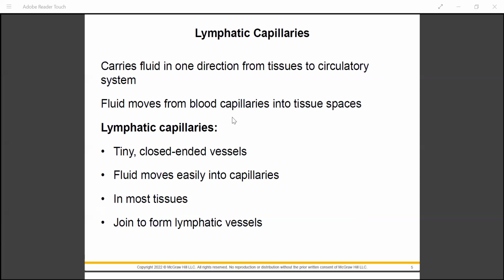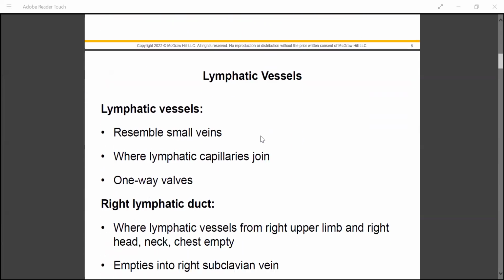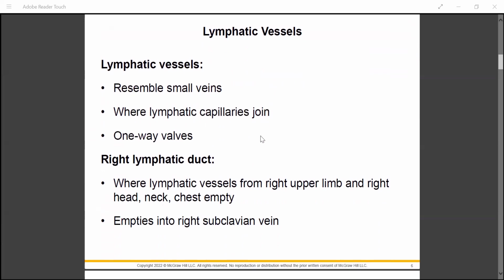So they're quite tiny, just like our regular capillaries, just single layer of tissue. They're going to bring fluid in. Most tissues have a lymphatic capillary in their capillary bed network, and they're going to form to bigger lymphatic vessels. So our lymphatic vessels resemble our smaller veins, and this is what our lymphatic capillaries are going to feed that lymph to. Just like our veins, they contain those one-way valves. So our lymph vessels are only traveling one direction. They're bringing fluid back to the heart in the long run. And so they have those valves to prevent fluid flowing back in the opposite direction.